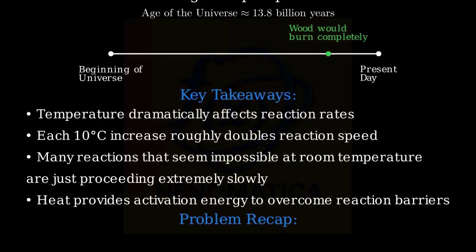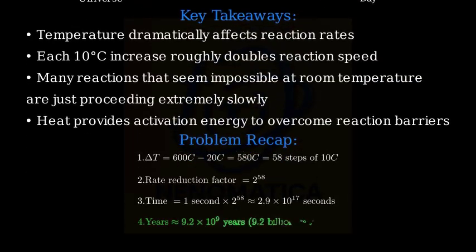To recap our solution, we calculated that the temperature difference from 600 degrees Celsius to 20 degrees Celsius is 580 degrees Celsius, which gives us 58 steps of 10 degrees. For each step, the reaction rate is halved, resulting in a total factor of 2 to the power of 58. This means the burning time would be approximately 9.2 billion years, almost the age of the universe itself.